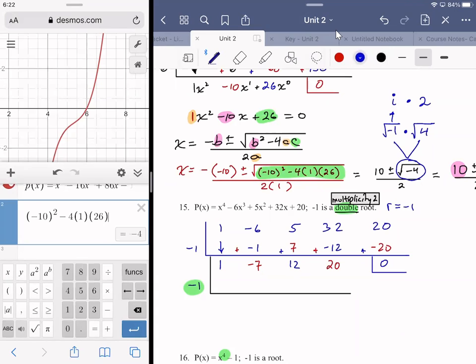All right. So pull down the 1. 1 times -1, -1. Add. I get a -8. Multiply. I get a +8. Add. I get 20. Multiply. I get a -20. Add, and I get a 0. So we went from power of 4 right on down to power of 2. We hopped down 2 levels.